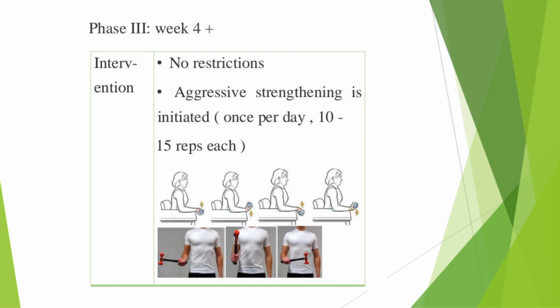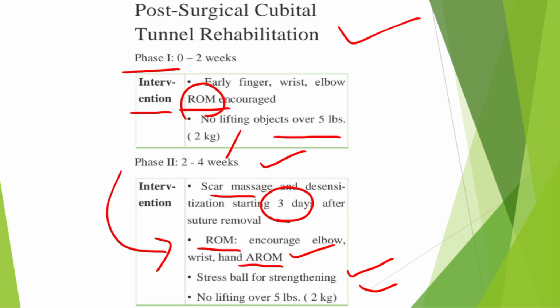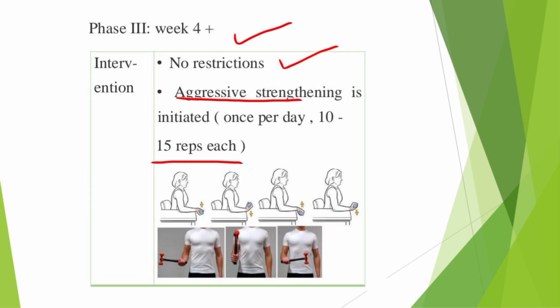In the last phase, phase 3, it is week 4 plus. After 4 weeks, we go for aggressive strengthening exercises once per day, 10 to 15 repetitions each, and no restrictions. In phase 1, we go for range of motion, phase 2 scar massage and active range of motion, and in phase 3 we go for aggressive strengthening. So the patient begins his activities of daily living.